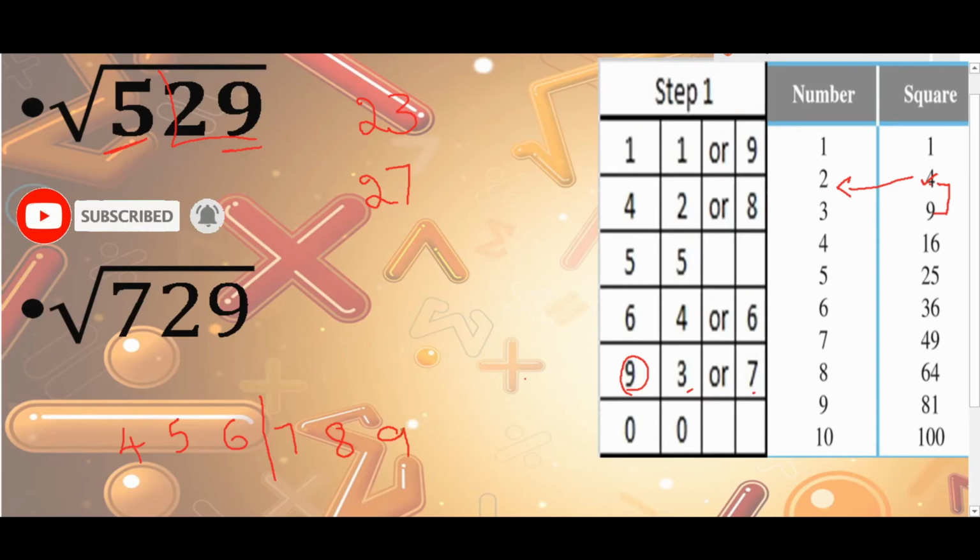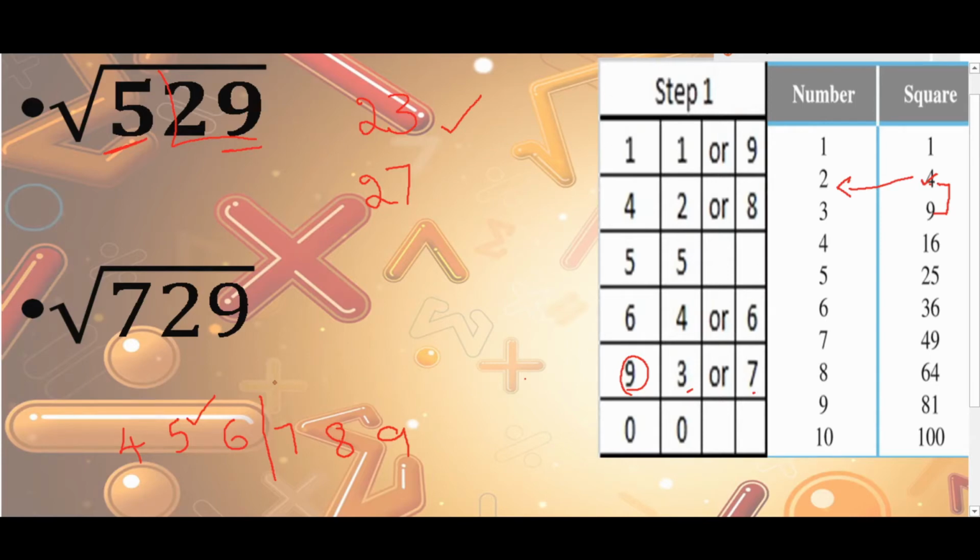So the number 5, where does it lie? It lies in the first group, that is on your left hand side. Therefore, if it is lying on your left hand side, the number will be the smaller square root. That is, 23 is the answer for the given problem. Let's see the second problem.